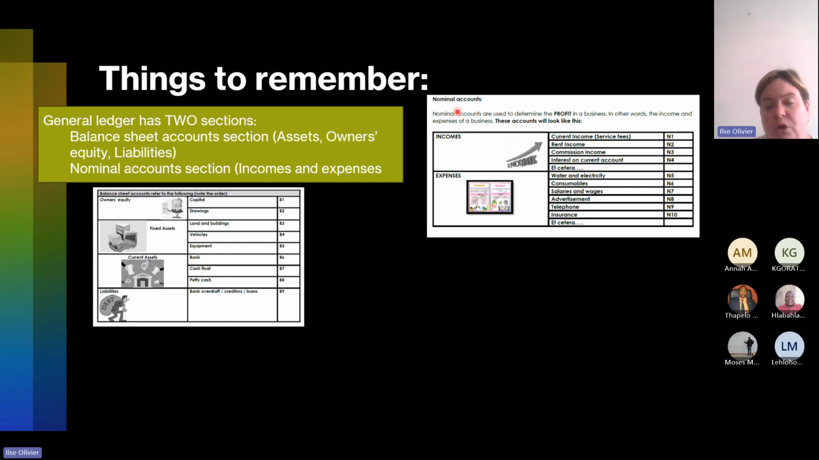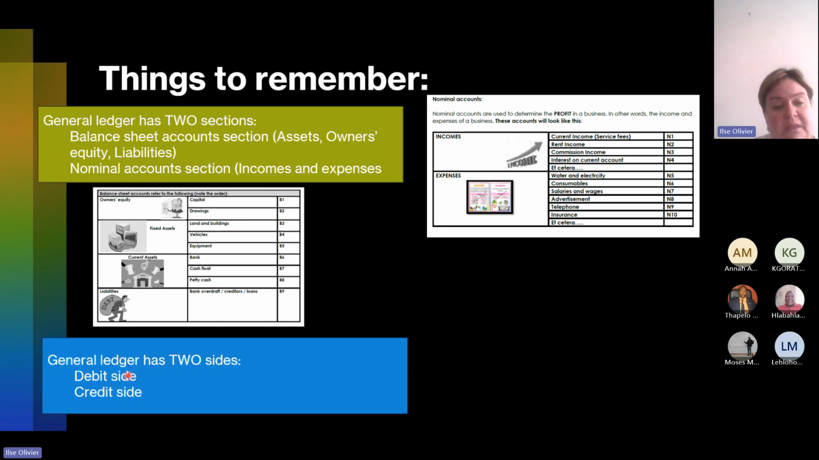If we look at our nominal accounts, you must remember the nominal accounts are used to determine the profit of the business, and normally it consists of our incomes and our expenses. So these accounts will normally be the current account, or the sales in this case, rent, commission income, interest on current account, and then our expenses, that is water and electricity, consumables, etc., as well as our cost of sales. The next thing that you must remember is that we have two sides to a general ledger.